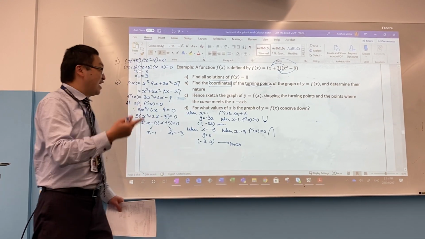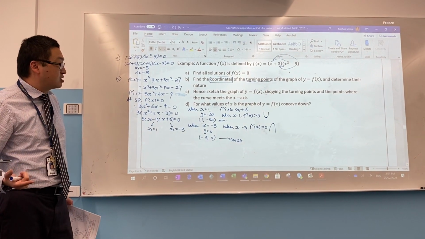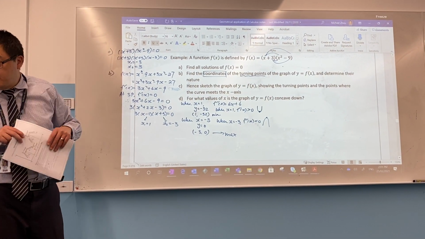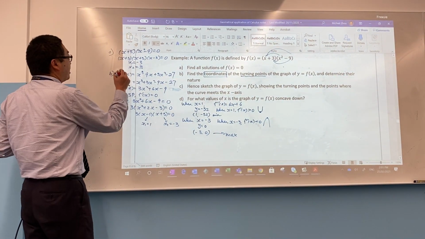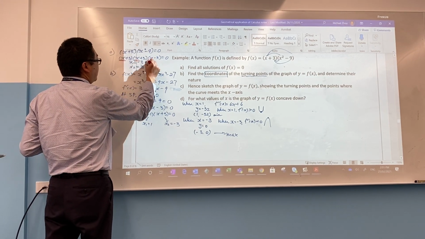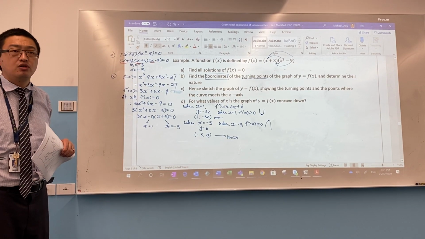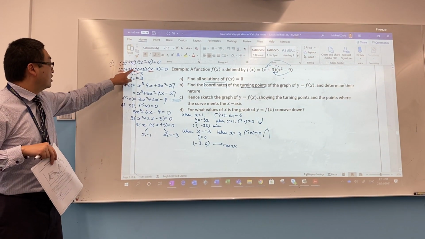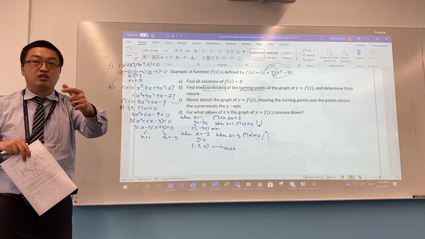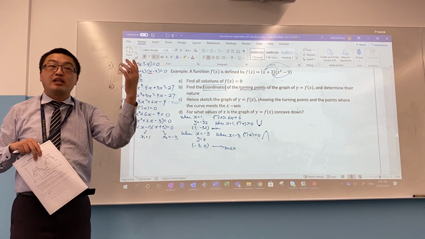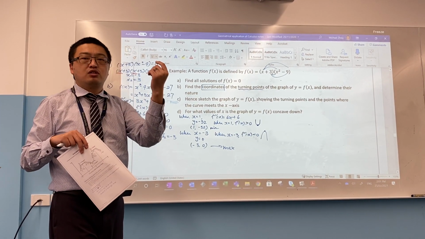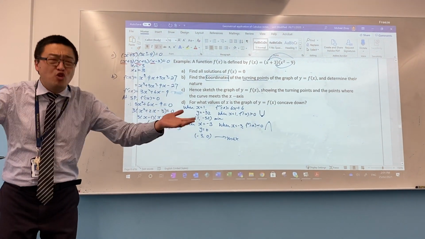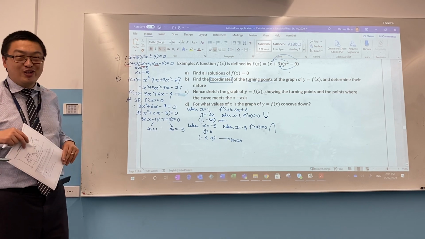C says, sketch the graph y equals s of x, showing the turning points. Now, from A, we recognize 1x, another x, another x. What function is that? We got 1x, another x. Polynomial. Yes, but what sort of function? How many x do I have? 3. So we call that a cubic function, right?